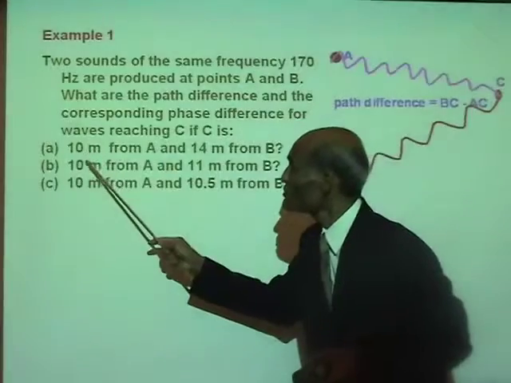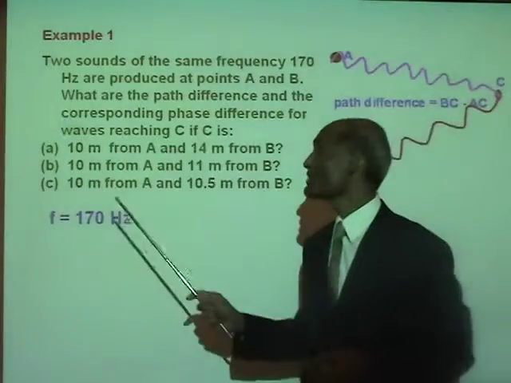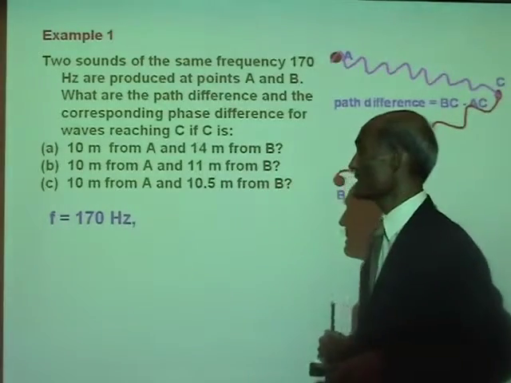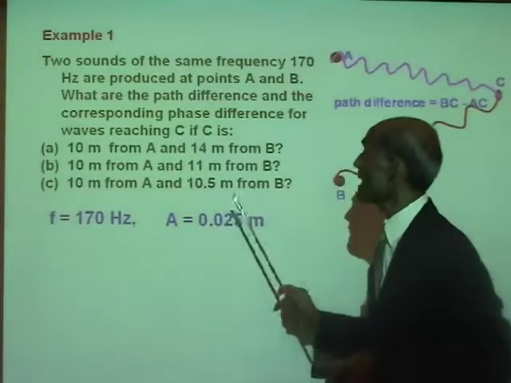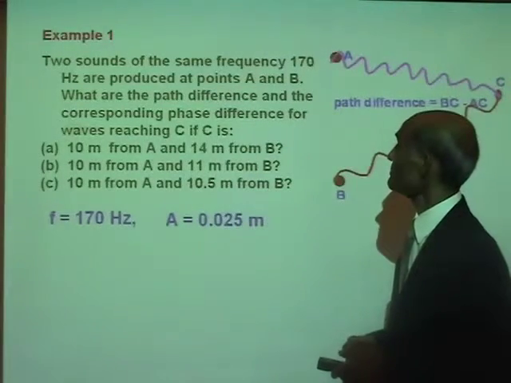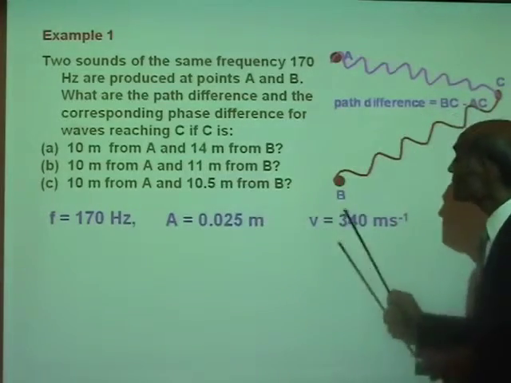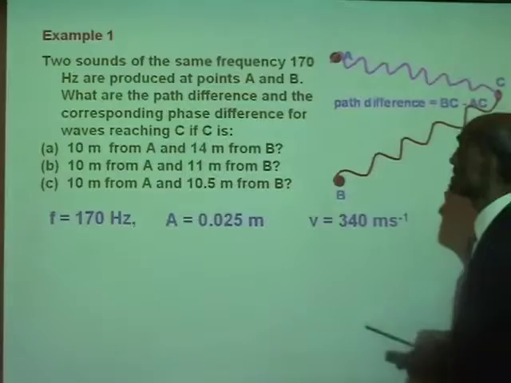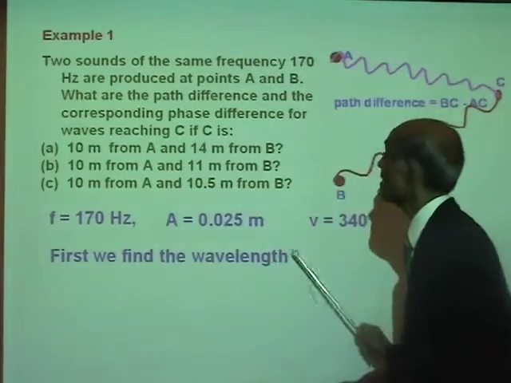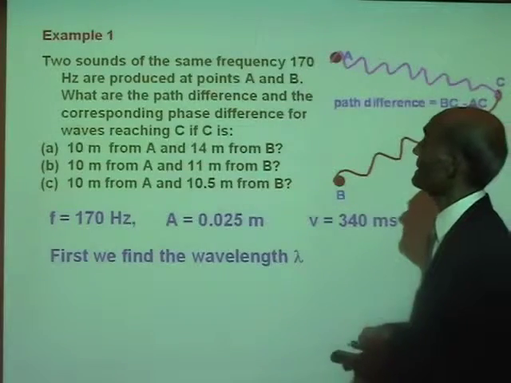Well, we have 3 situations. Let's take one at a time. First of all, we know that the frequency of the sound is 170 Hertz. The amplitude of vibration is 0.025 meter. Well, we don't need to worry about that. The speed of sound is 340 meters per second, and so on. First, we find the wavelength lambda. Is that right? We need to find the wavelength lambda.